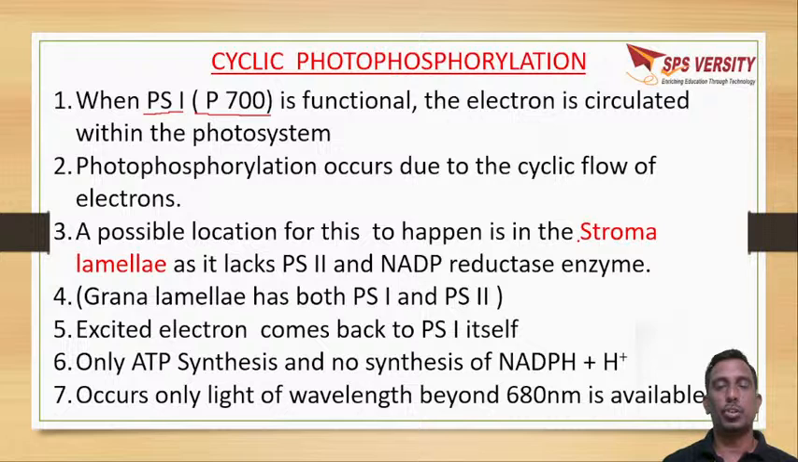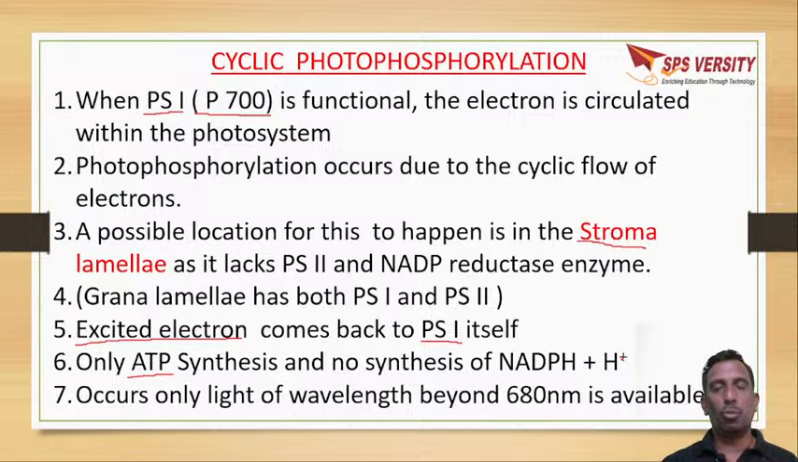Okay. So इधर क्या होता है कि photophosphorylation happens in stromolamellae, because it lacks PS2 and NADP. Okay. But whereas when you come to granulamellae, it has both PS1 and PS2. The excited electrons come back to the PS1. Again it reaches the PS1 itself. इसमें सिर्फ ATP synthesize होता है, no NADPH2. Okay. Only occurs beyond 680 nanometers.